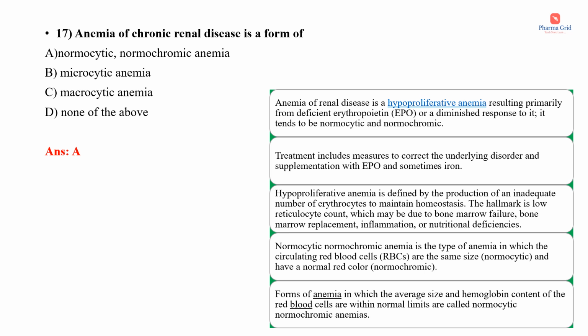The hallmark is low reticulocyte count, which may be due to bone marrow failure, bone marrow replacement, inflammation, or nutritional deficiencies. Normocytic normochromic anemia is the type of anemia in which the circulating red blood cells are the same size, meaning normocytic, and have normal red color, hence the name normochromic. So forms of anemia in which the average size and hemoglobin content of the red blood cells are within normal limits are called normocytic normochromic anemias.